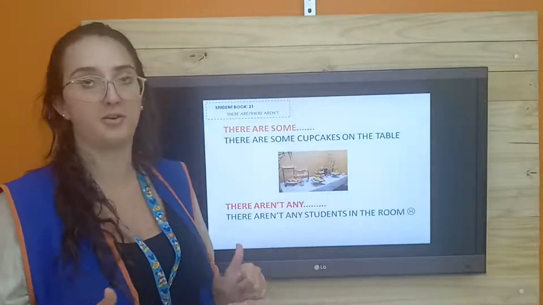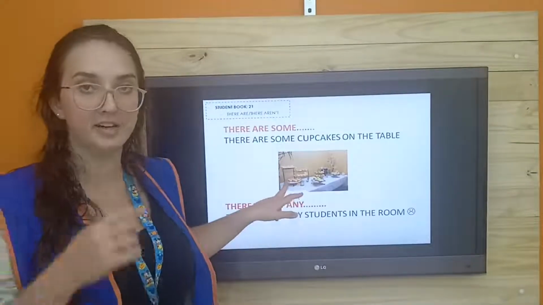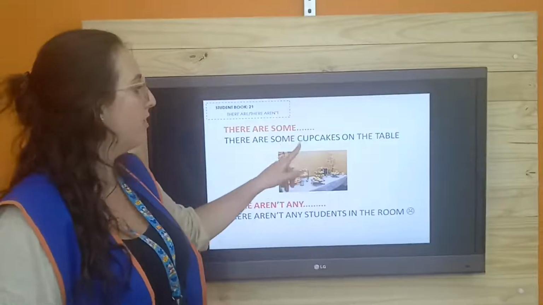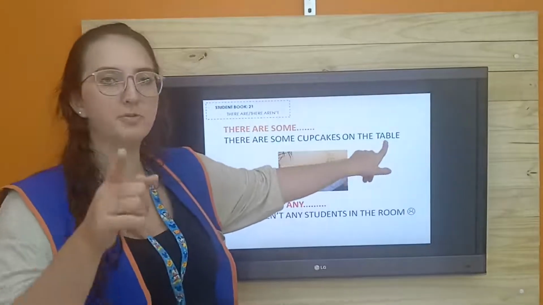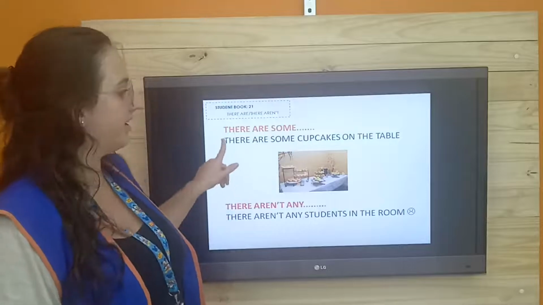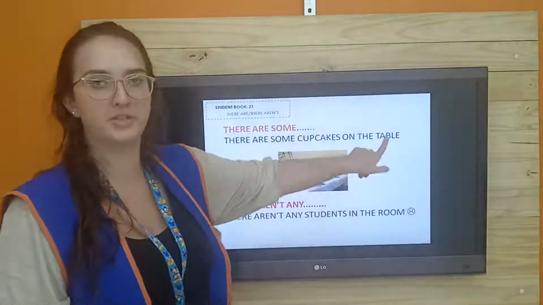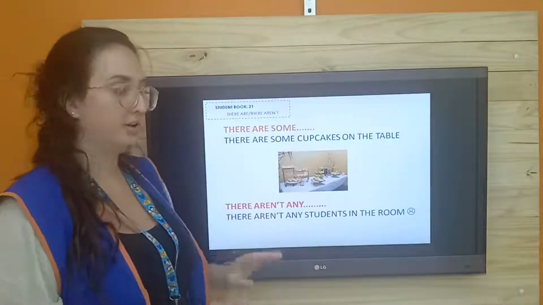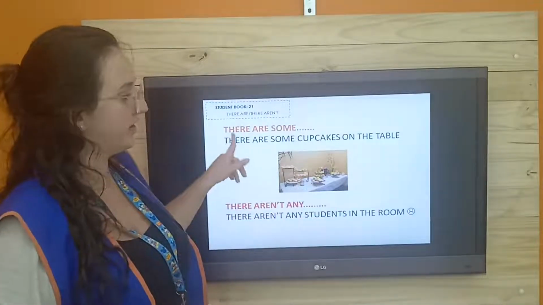No, not necessary, okay? Because if you can see and you want to tell, you say there are some, for example, cupcakes on the table. Can you repeat in your house? There are some, okay, repeat. There are some cupcakes on the table, all right? You can see this, but you don't know the number. More than one, okay? So you say there are some.